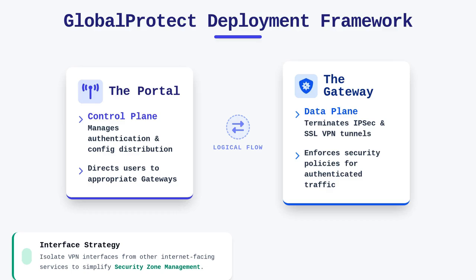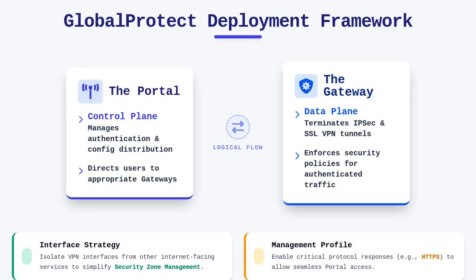It is a common professional practice to isolate the external interface dedicated to VPN traffic from other internet-facing services to simplify security zone management. Each interface hosting these services must have an appropriate management profile enabled to allow for necessary protocol responses, such as HTTPS for portal access. By separating the logical roles from the physical interfaces, you gain granularity in how you apply security policies to the incoming remote traffic.